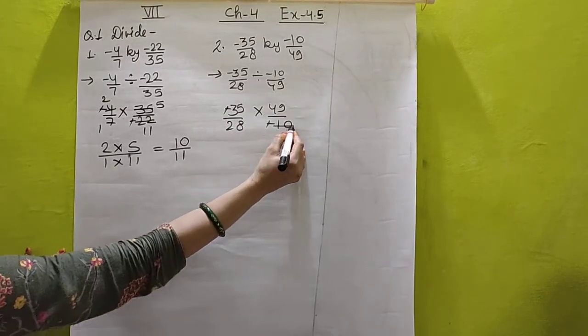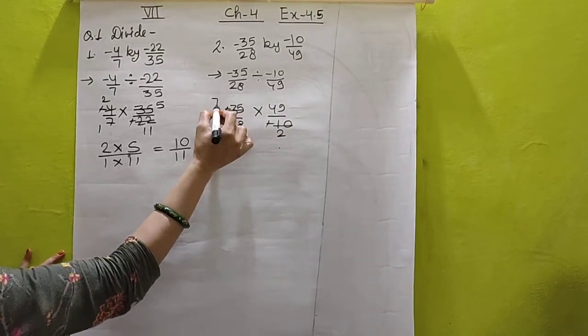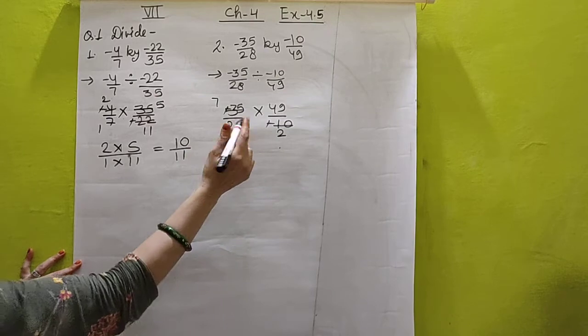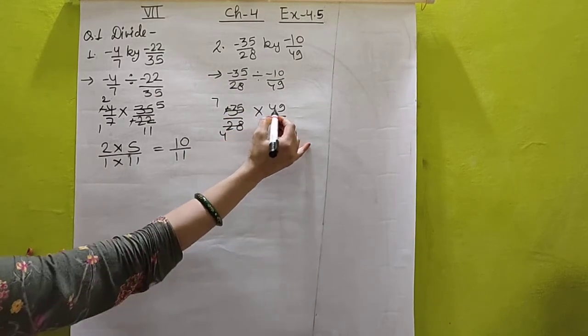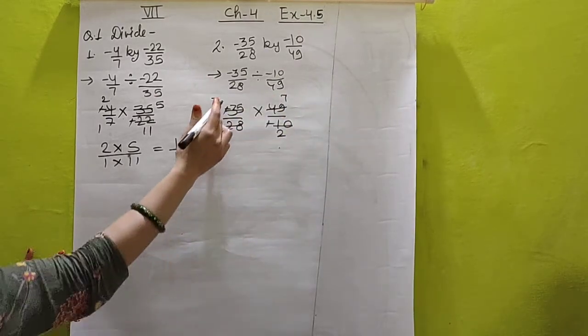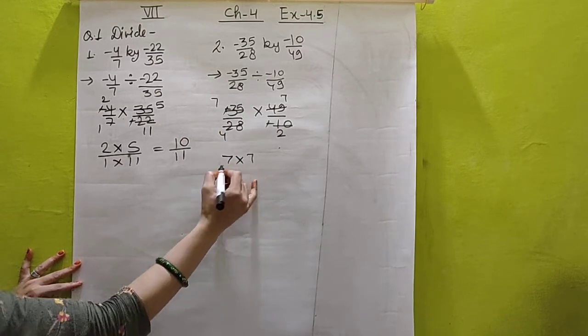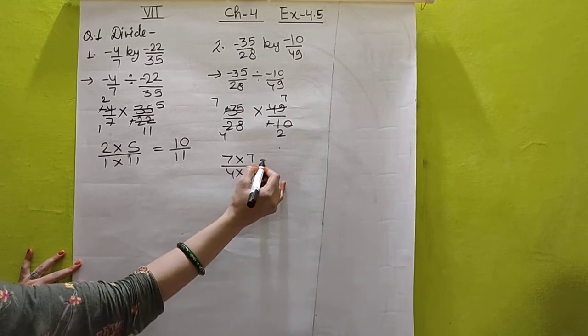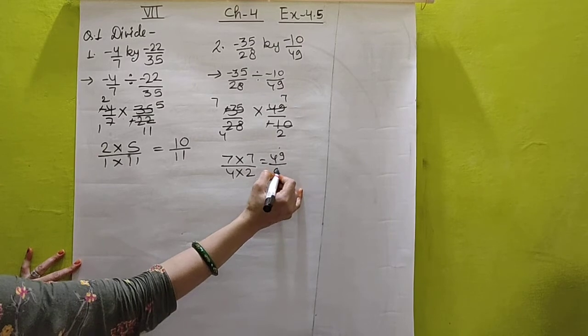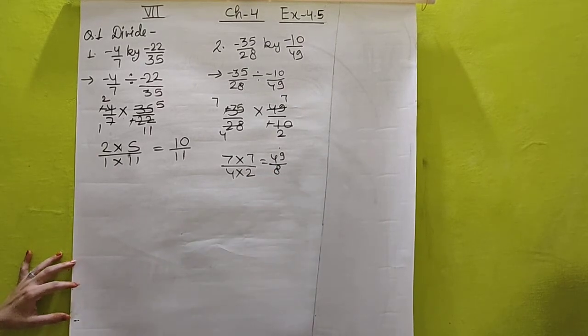Now with 5, 5 twos are 10, 5 sevens are 35. Then with 7, 7 fours are 28 and 7 sevens are 49. Now upside 7 multiply 7 and downside 4 multiply 2. It will be 49 upon 8. This will be your answer.